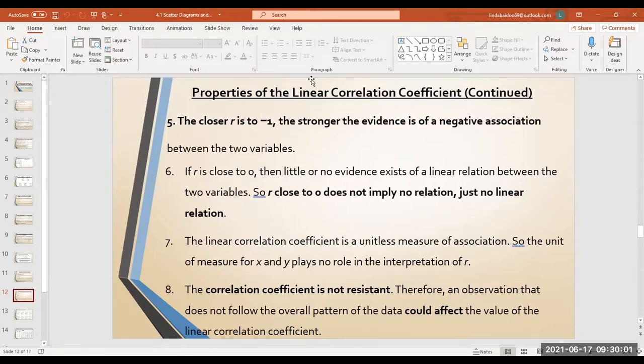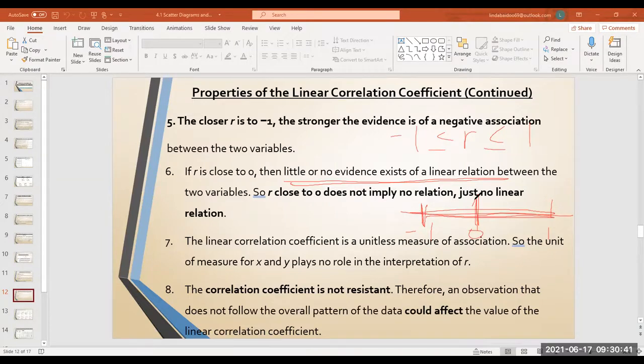And if R is 0, just imagine R has to be between -1 and 1. On this number line, this is 0, this is -1, and this is 1. These are the values that R can take. So if R is 0, it's in the middle, which means there is little or no evidence of a linear relation. Because as it gets close to -1, there is a strong negative association, and as it gets close to positive one, there is a strong positive association. But if it is in the middle, there is little or no evidence of a linear relation.